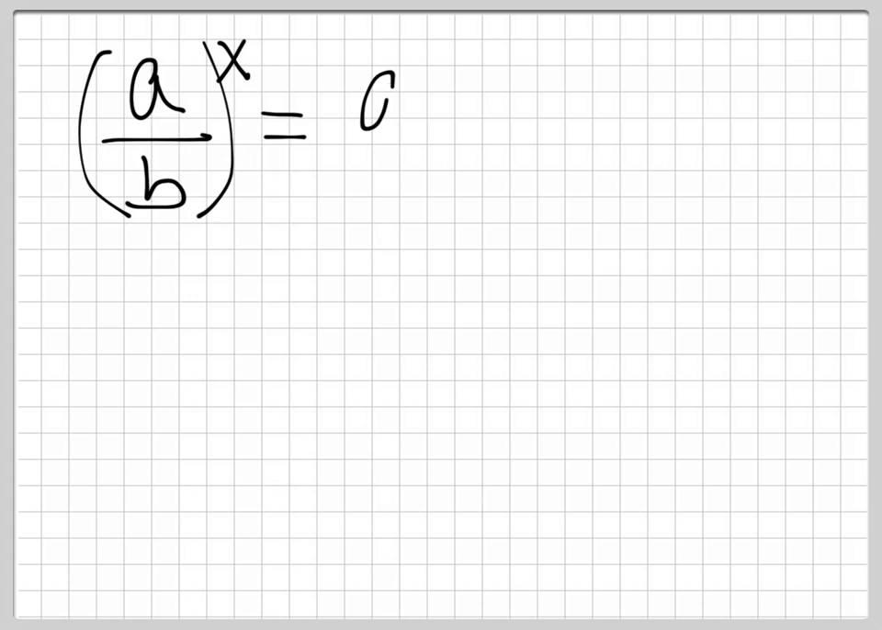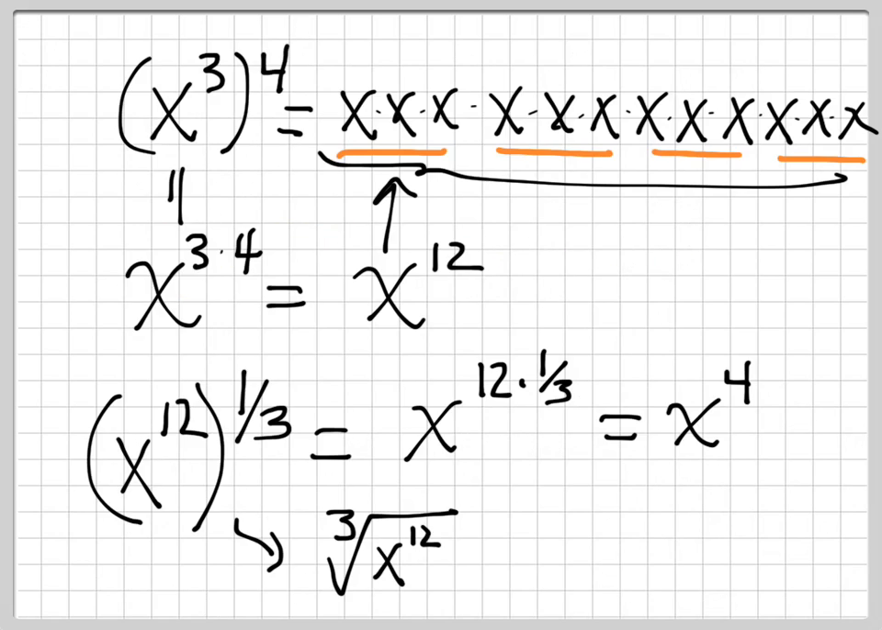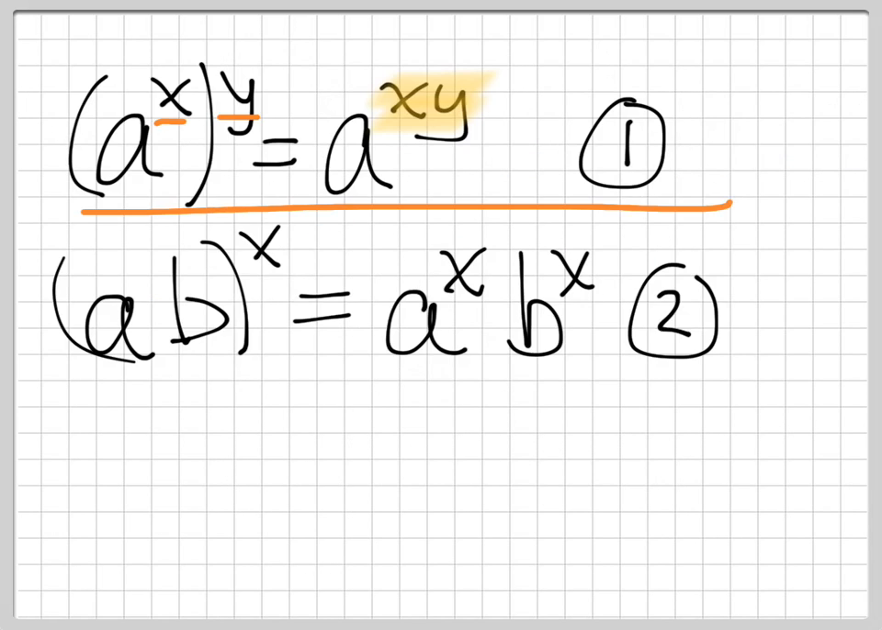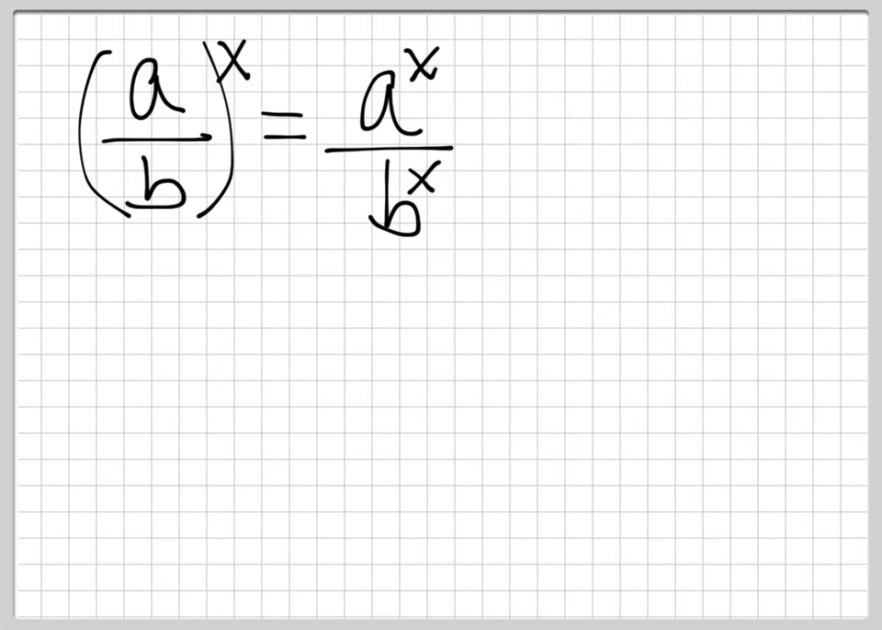Alright, a couple more rules. A over b to the x is a to the x over b to the x. That kind of looks like rule 2 here, right? Rule 2 says a times b to the x is a to the x times b to the x. What we can call rule 3 is going to be a over b to the x is a to the x over b to the x. So this is going to be sort of synonymous.